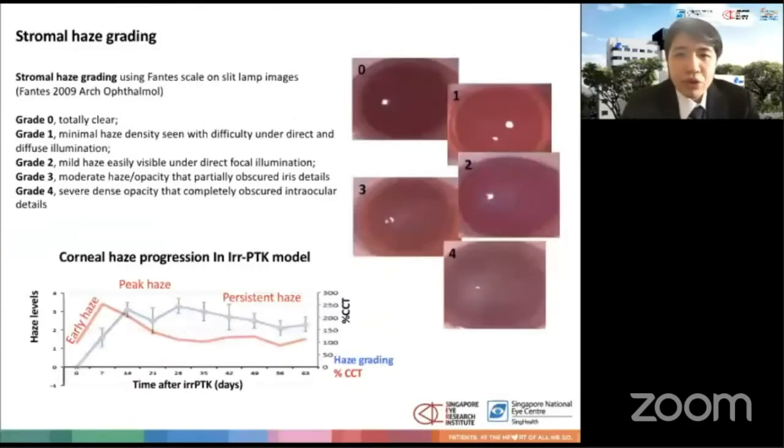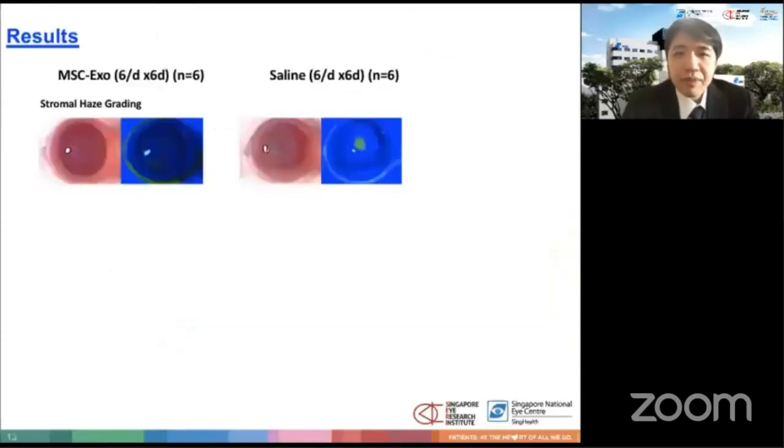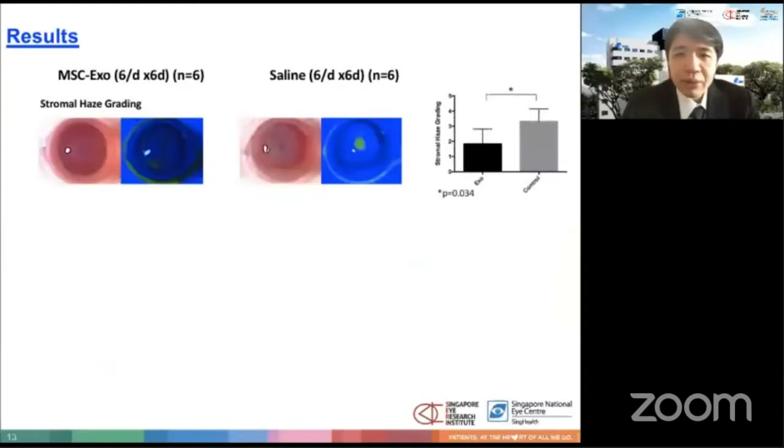We used this stromal haze grading scale to assess the degree of scarring. Rat corneas develop haze within the first week following PTK and take around 3 to 4 weeks to reach peak levels. This experiment targets the early haze development period. Corneas were significantly clearer in the exosome group compared to the control saline group.